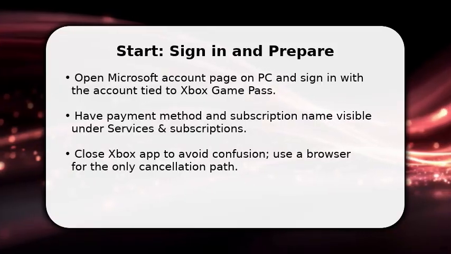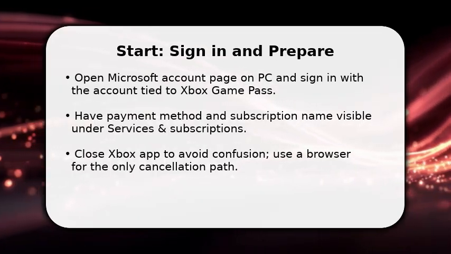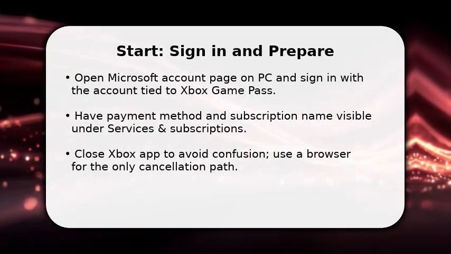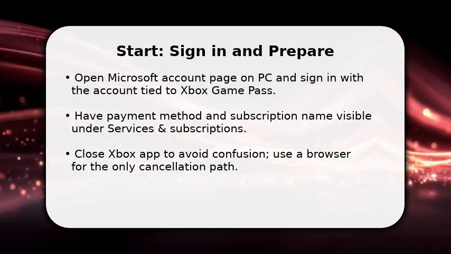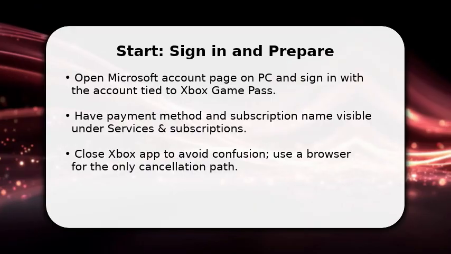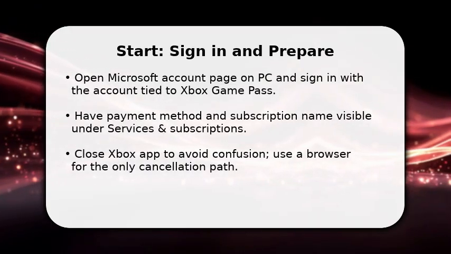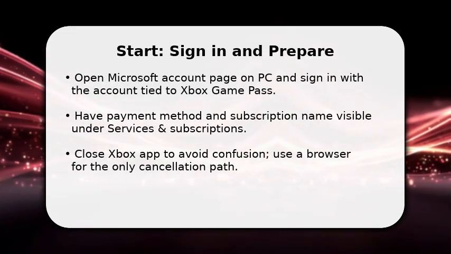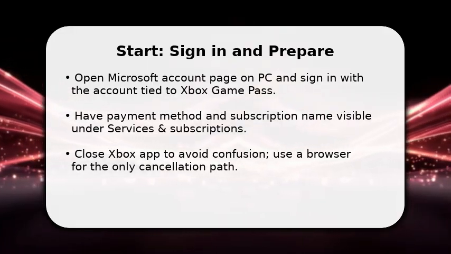You sign into your Microsoft account because cancellations for Xbox Game Pass on PC must be done there. Once signed in, go straight to Services and Subscriptions so you see the active Game Pass line. Make sure the account shown matches the one billed. If not, sign out and sign in with the correct address. Close the Xbox app to avoid accidental changes there. This avoids delays and ensures you're working on the single authoritative page for subscription management.